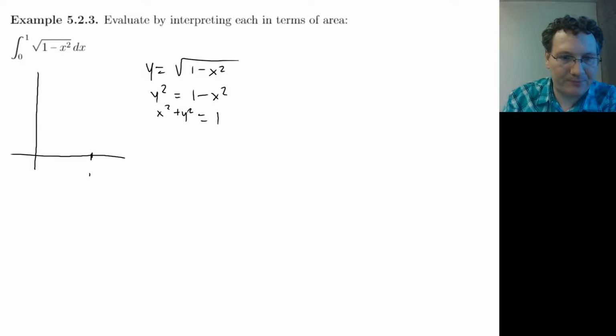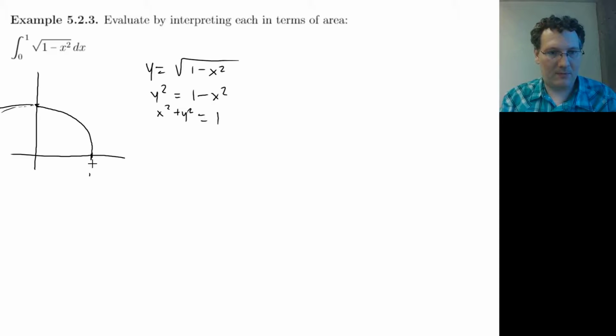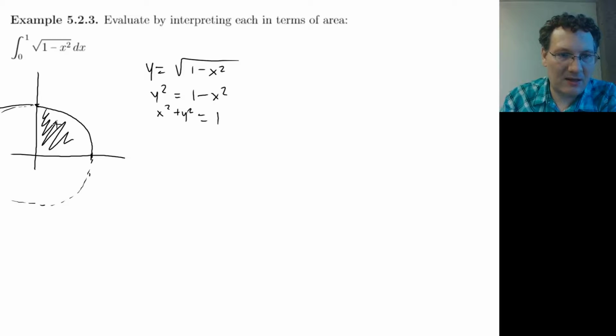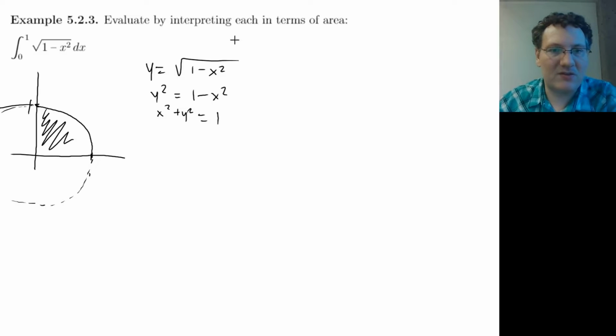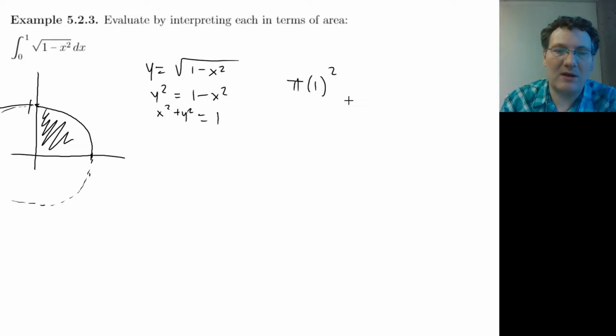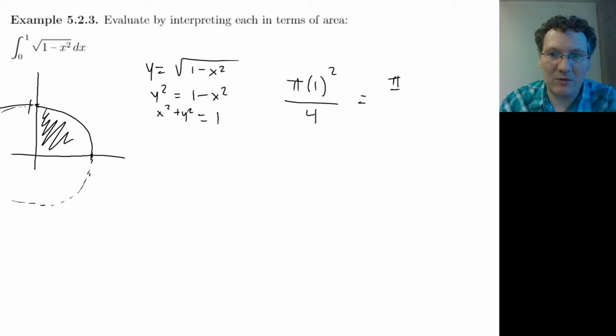So this circle does actually continue around, but we're only looking at this area here. The area of a circle of radius 1 is pi times 1 squared, but we're only looking at one quadrant of that, so it's going to be over 4. So it comes out to be pi over 4.